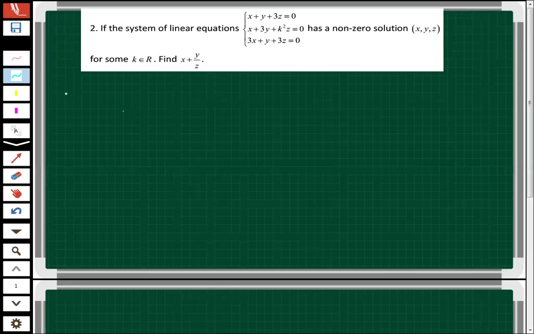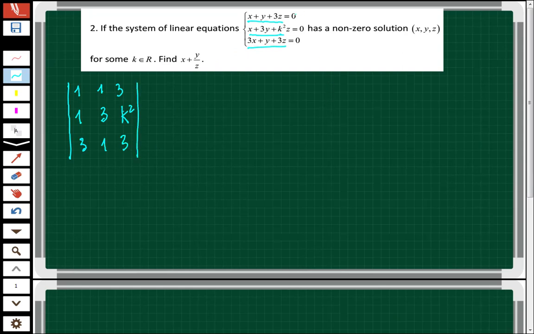The first thing we need to do is write the determinant of this system. We will do that by collecting the coefficients in front of x, y, and z. The first row is 1, 1, 3. The second row is 1, 3, k squared. And the last row is 3, 1, 3.